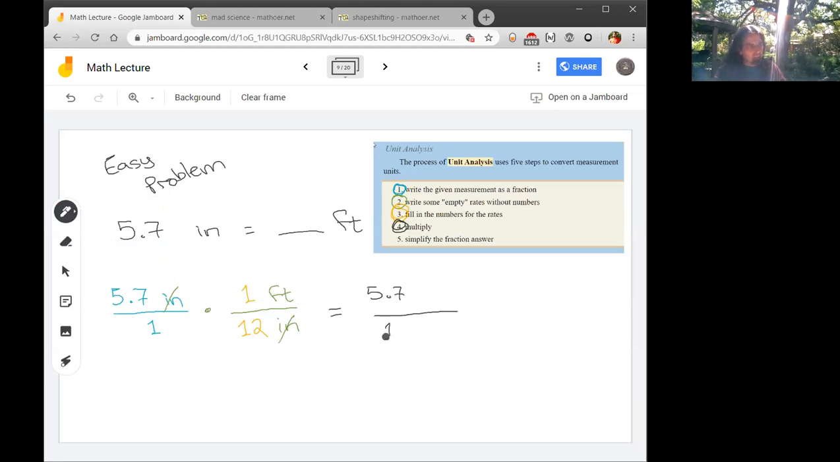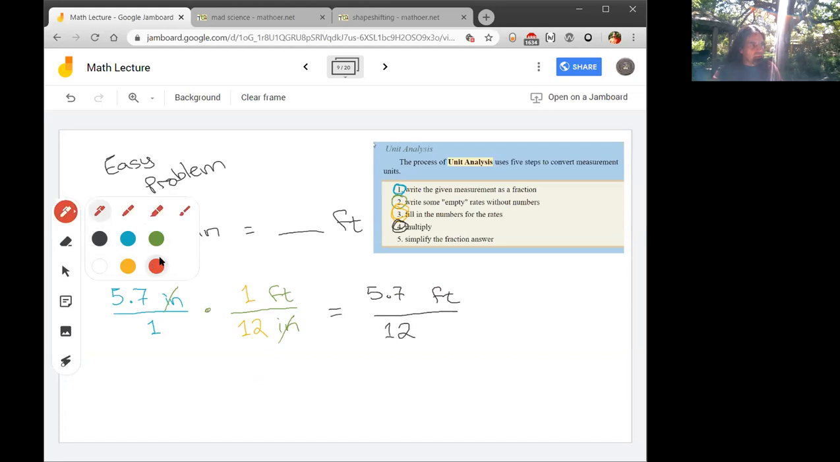The inches have canceled out. So in the top, the only word left is feet. And in the bottom, the inches has canceled out. There's no words at all. So I just keep the words as I'm multiplying.